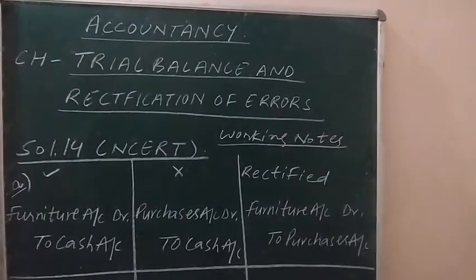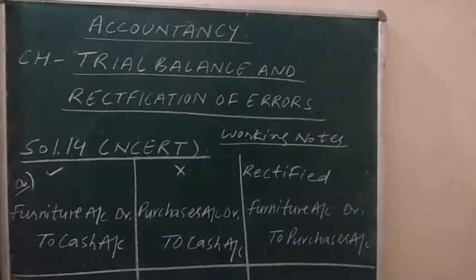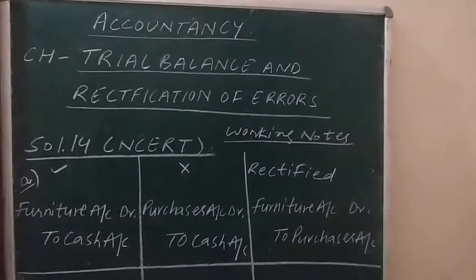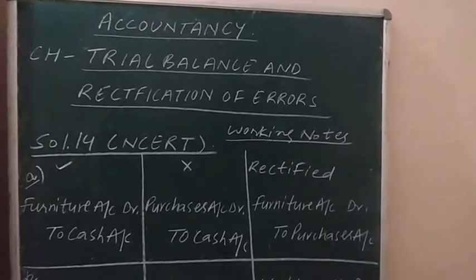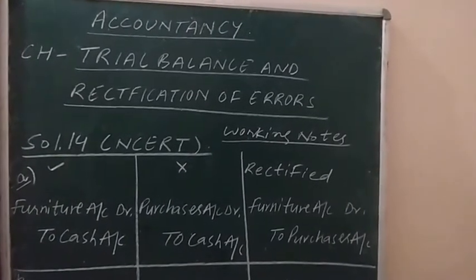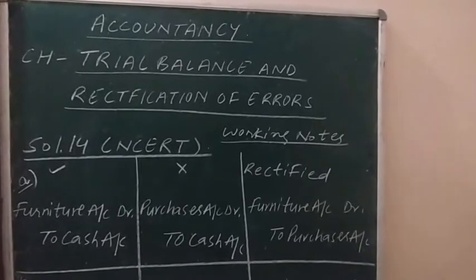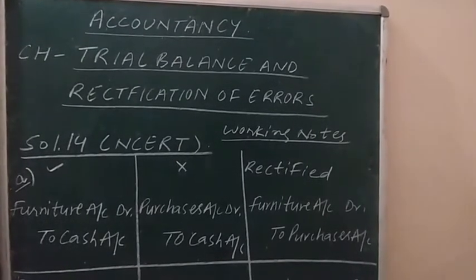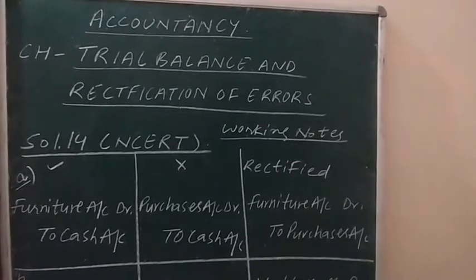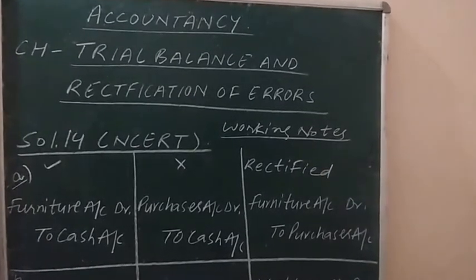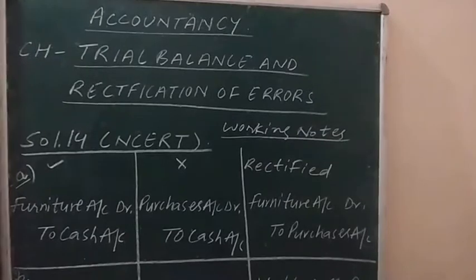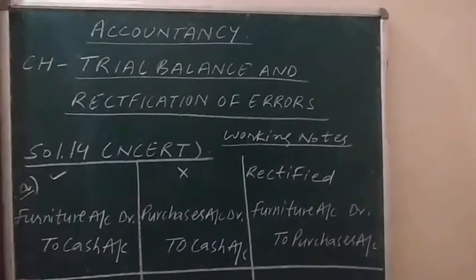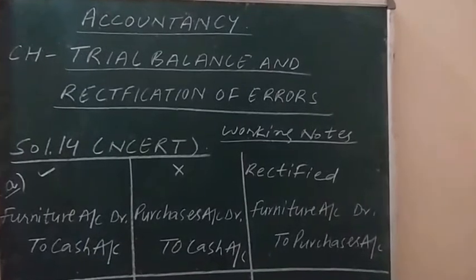Today in this online class session of accountancy, I will explain you the chapter trial balance and rectification of errors with the help of a practical question given in NCERT, that is question number 14. A new type of error will be explained to you on the basis of this question.